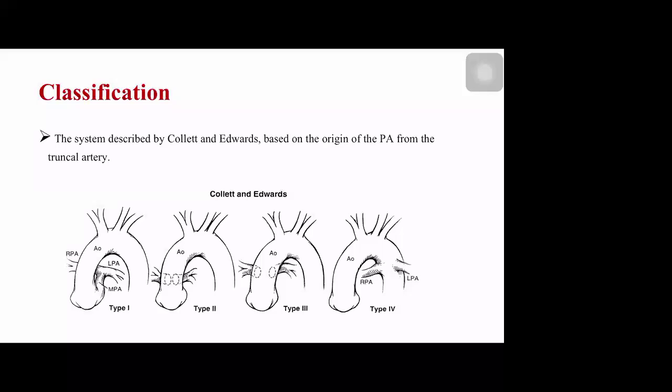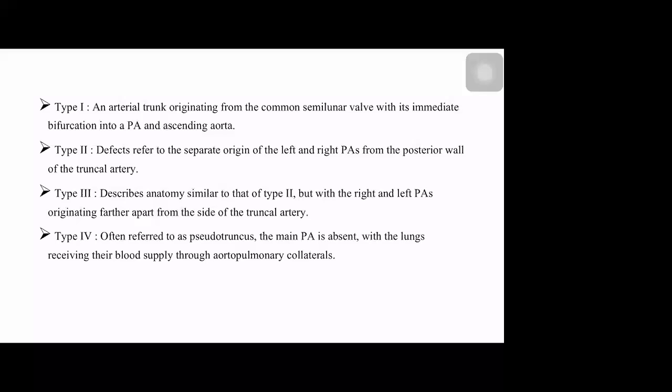How do we classify the truncus arteriosus? Truncus arteriosus can be classified in various ways. The time-tested classification is by Collett and Edwards, based on the origin of the pulmonary artery from the truncal artery. You can see in this picture, there are 4 types: type 1, type 2, type 3, and type 4. Now, what are the anatomical details of these types? So what is type 1?